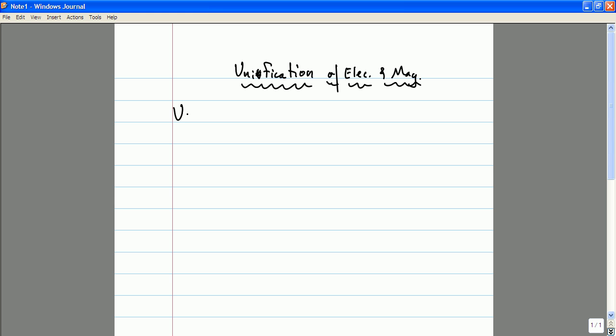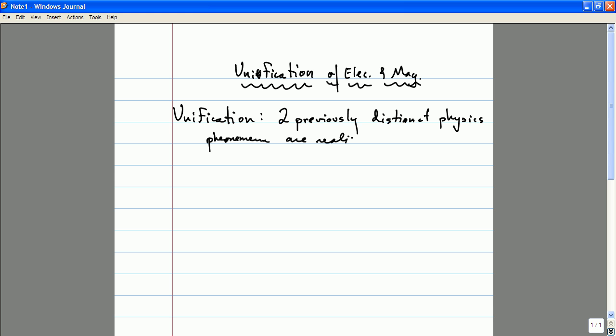So what do I mean when I say unification? When we say that two concepts in physics are unified, what we really mean is that two previously distinct physical ideas or physical phenomena, if I can spell phenomena right, are realized as different manifestations of a single more fundamental or more basic phenomenon, which I still can't spell.